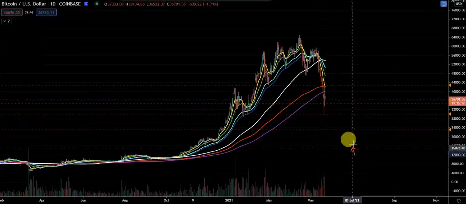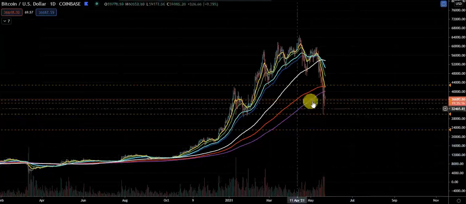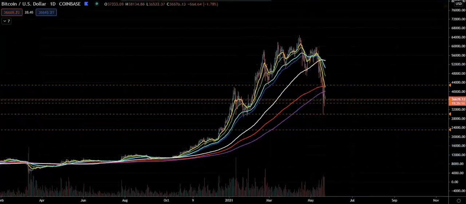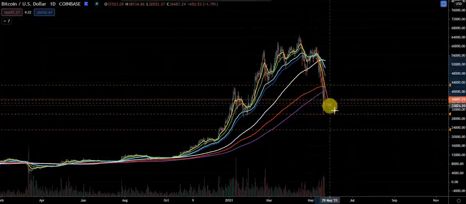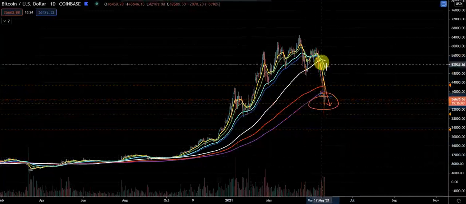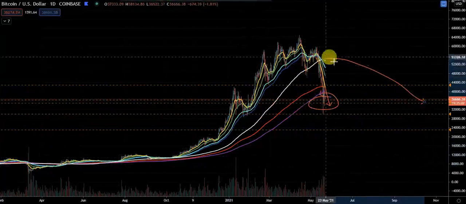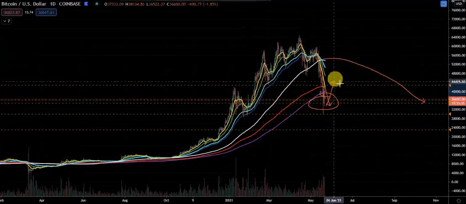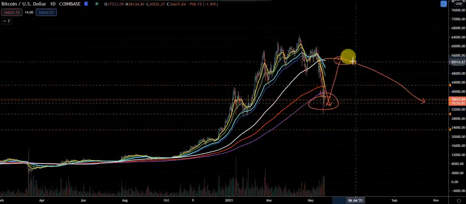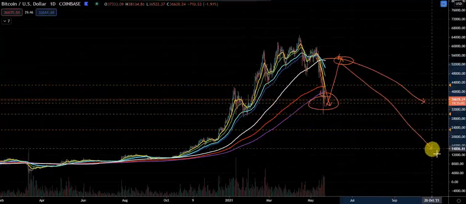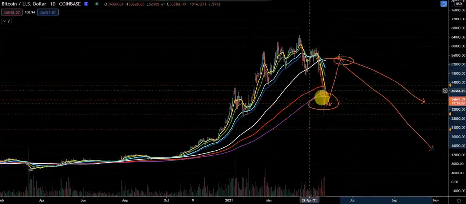Now look at Bitcoin here. Bitcoin's the same. We broke the white 100 moving average and dropped down into the red daily moving average. Now what can happen? Your white 100 moving average will curl over. The price can move back up, get rejected in here, and we can roll back over. Same as what I just showed you on Litecoin.